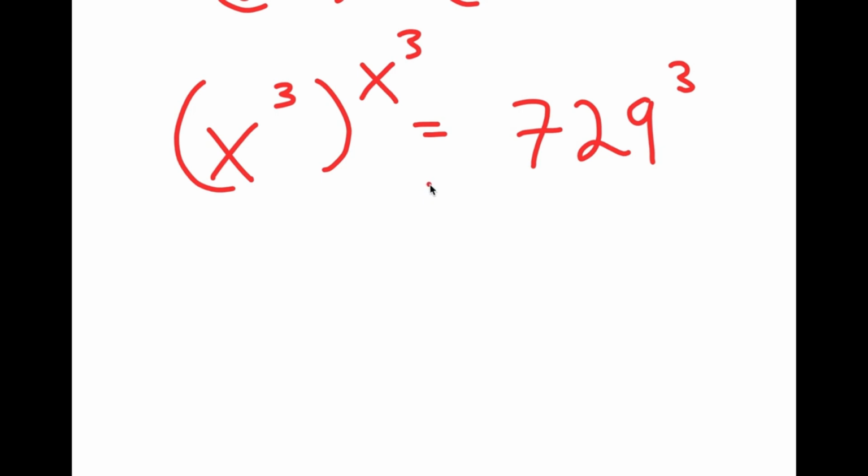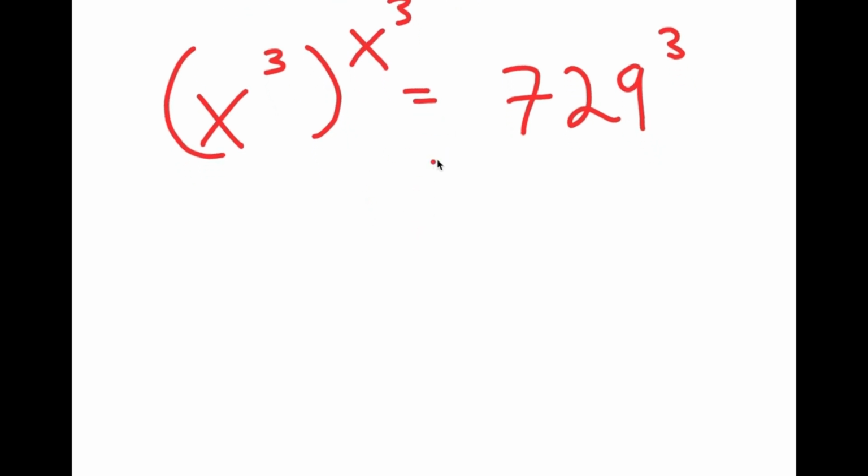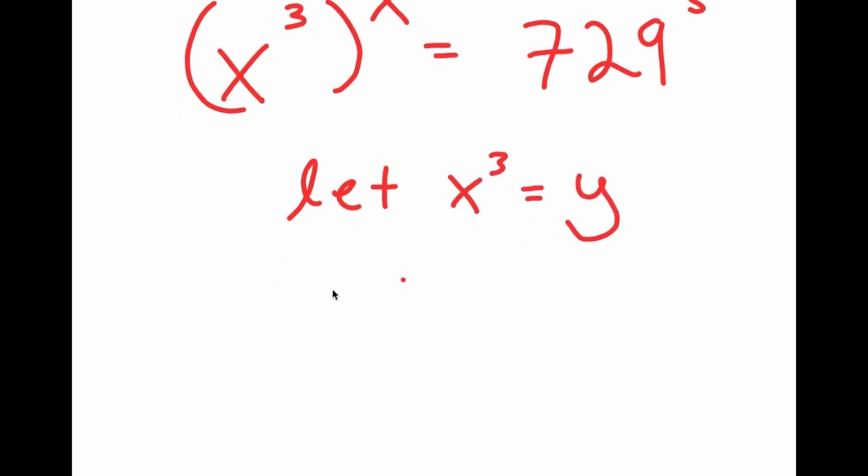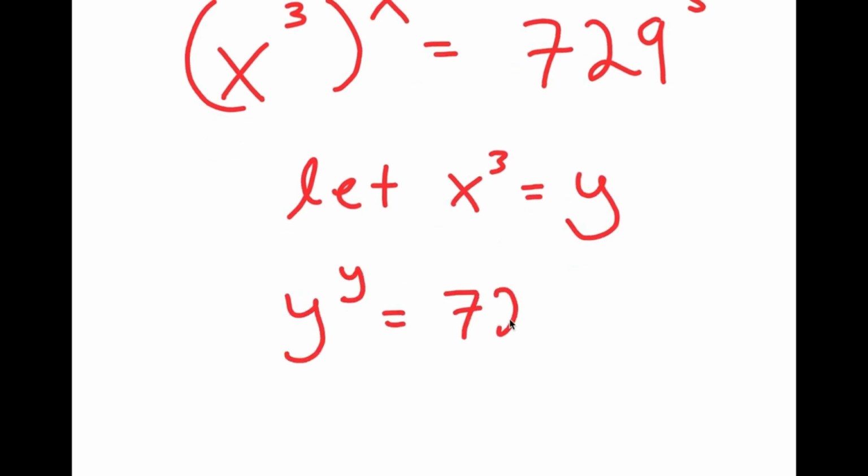Now, from here, I'm going to let x to the power of 3 equal the variable y. So I get y to the power of y is equal to 729 to the power of 3.